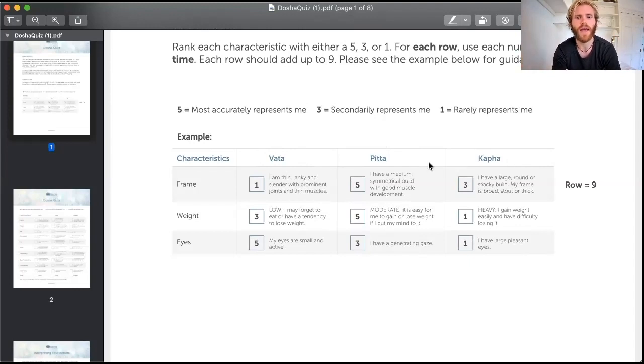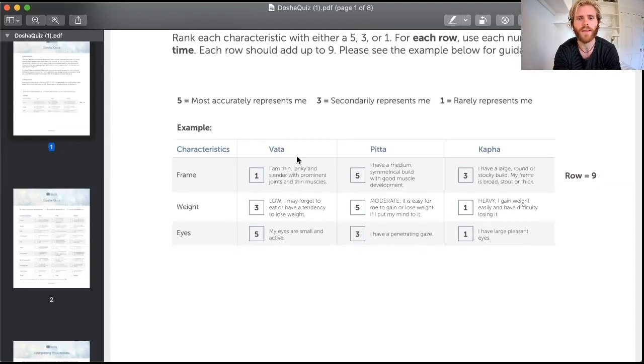So think about this. In terms of body, Ayurvedic body type, we have three characterizations, and we'll look at frame. So for Vata, it's air and ether. Air and ether are very light elements. So Vata is thin, lanky, slender, or prominent joints and thin muscles. So think about the air and ether element when you think about Vata. Pitta, I have a medium symmetrical build with good muscle and development. Pitta is often the middle of the two between Vata and Kapha. Kapha being earth and water, is large, round, stocky build. My frame is broad, stout, and thick. These are all qualities. You're reading qualities.